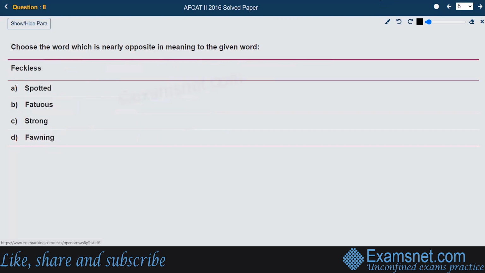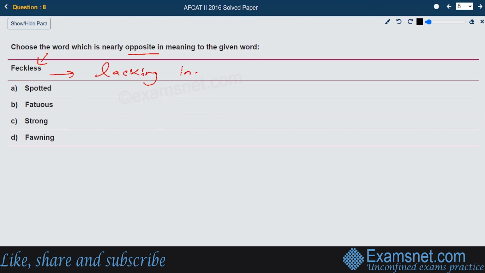Okay. Next, we have question number 8. What are we supposed to do? We are again supposed to find out the opposite. Okay, the word is feckless. We need to see the meaning of the word feckless. The word feckless means lacking initiative or strength of character.